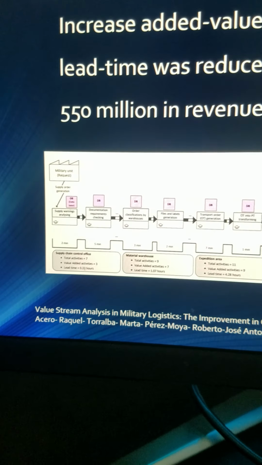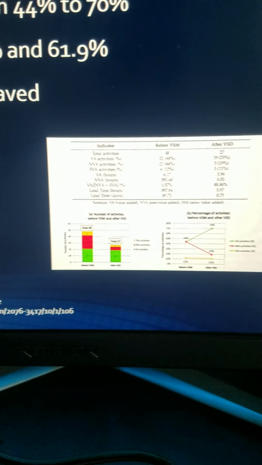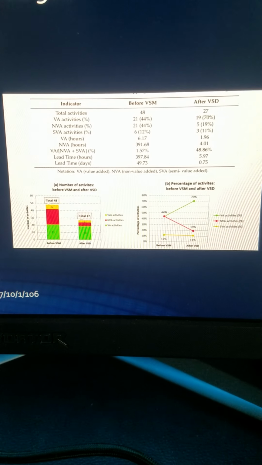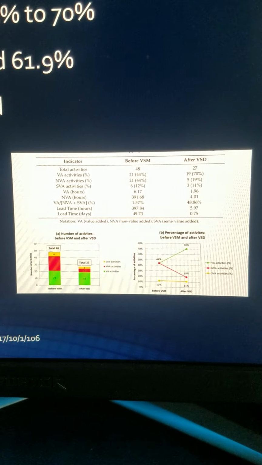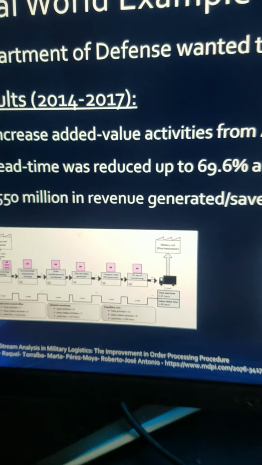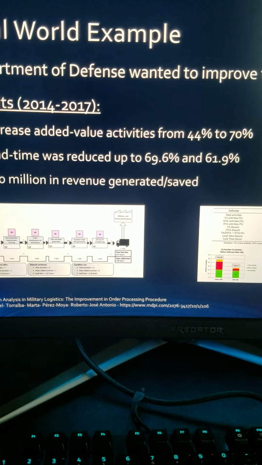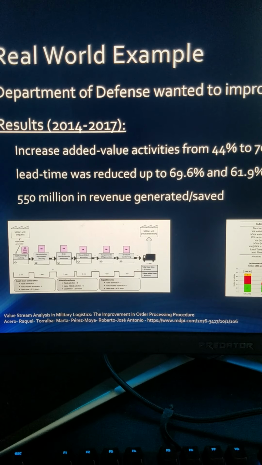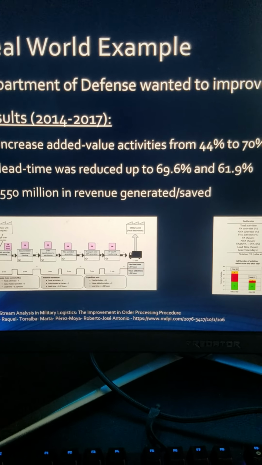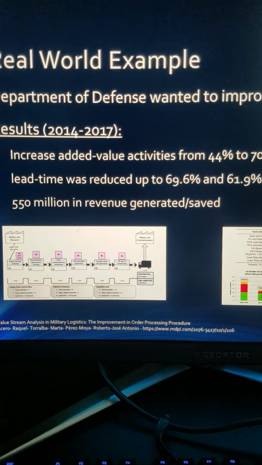But with this study here, this was done for a distribution company or contractor for the military government, and they serviced all their East Coast needs. And this was done over a period of 3 years, and it was able to save them about $550 million, right? And as you can see here, we say increasing value added activities and lead time reduction. Those are the two main targets for value stream mapping.